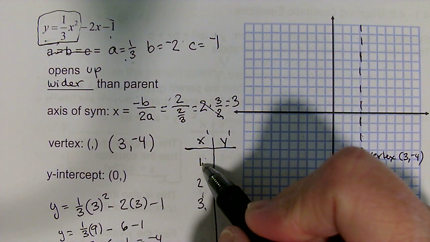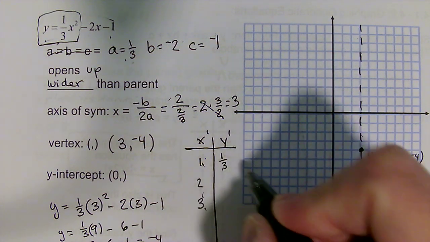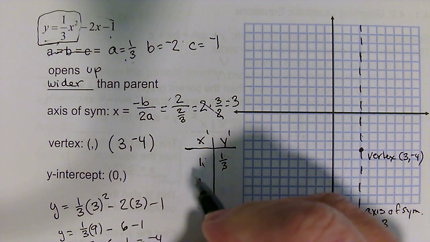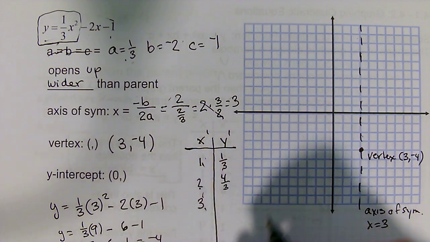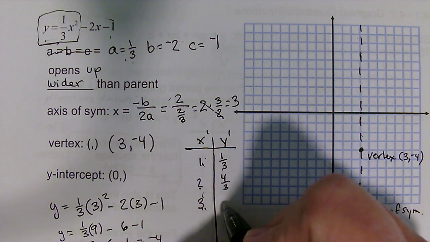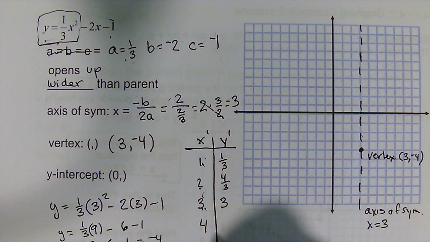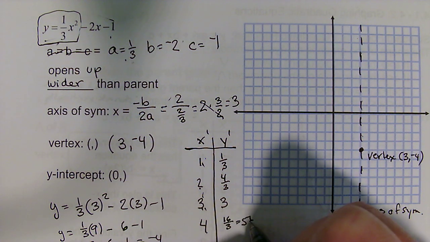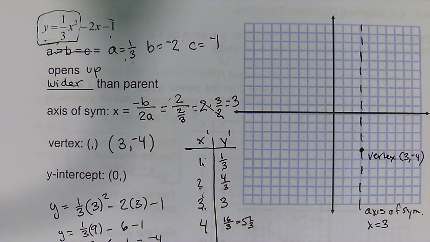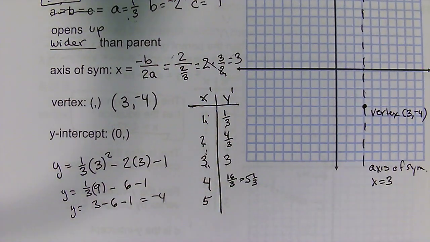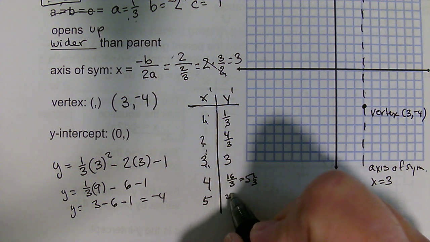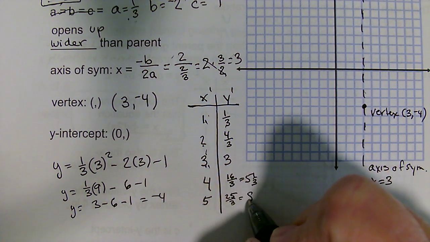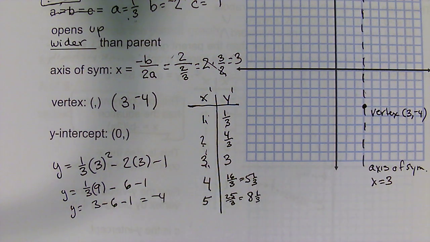So 1 squared is 1 times 1/3 is 1/3. 2 squared is 4 times 1/3 is 4/3. 3 squared is 9 times 1/3 is 3. 4 squared is 16 times 1/3 is 16/3, which is 5 1/3. 5 squared is 25 times 1/3 is 25/3, and that gives you 8 1/3. And we'll see how far that takes us.